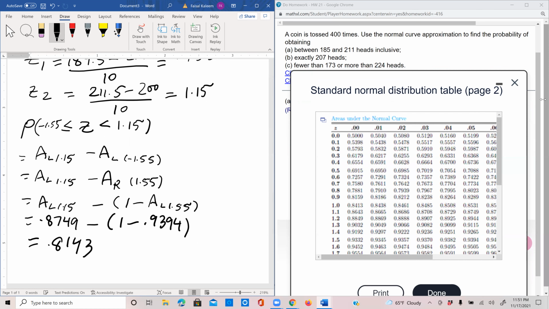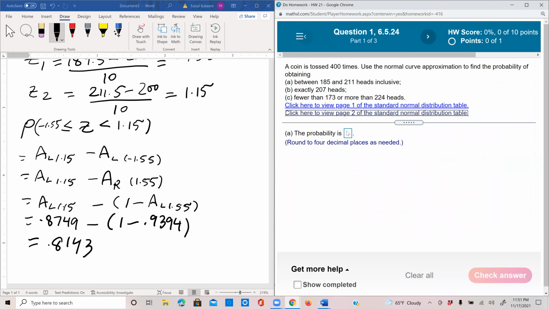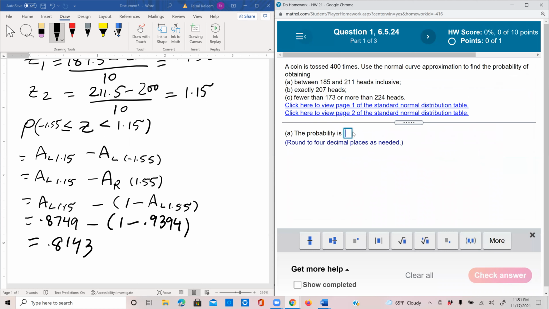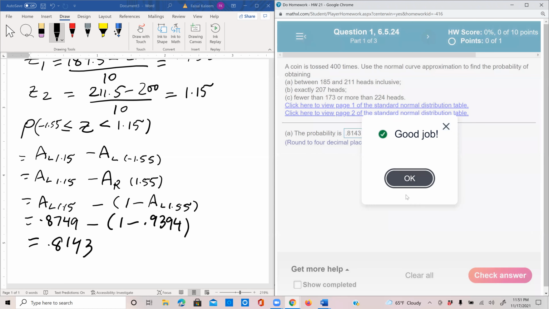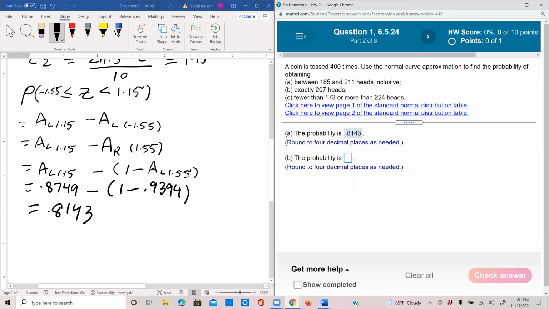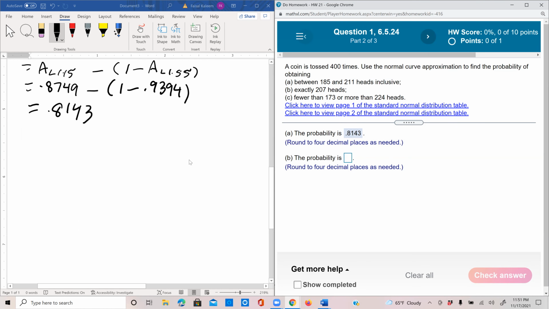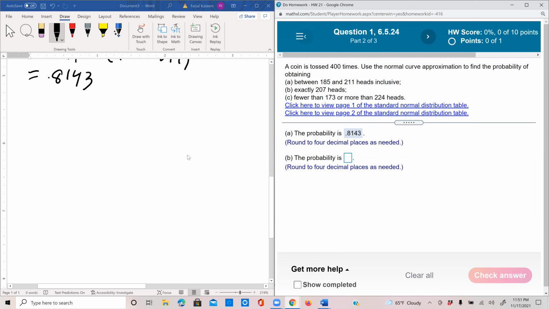Okay, let's try part B, which is exactly 207 heads. In this case, when it's just one number, when we apply continuity correction, we look for the range of numbers that round to 207. So x is equal to 207.